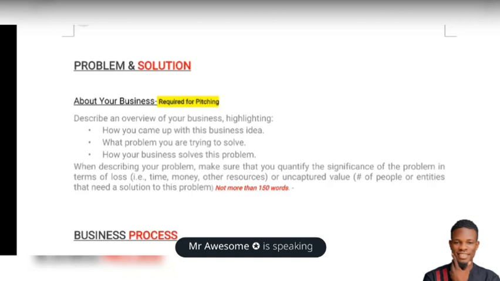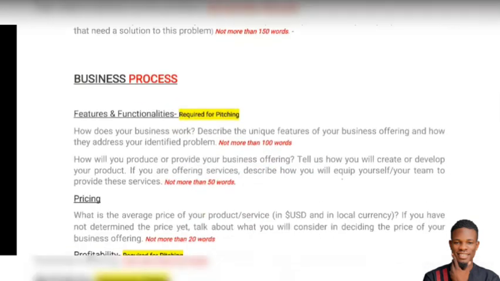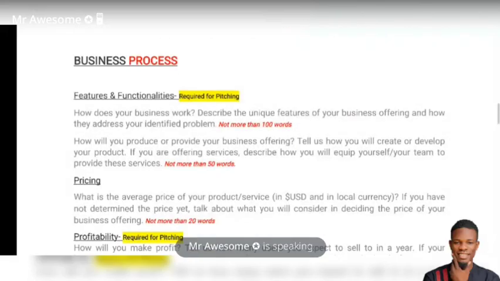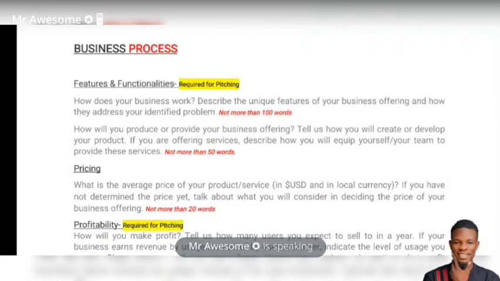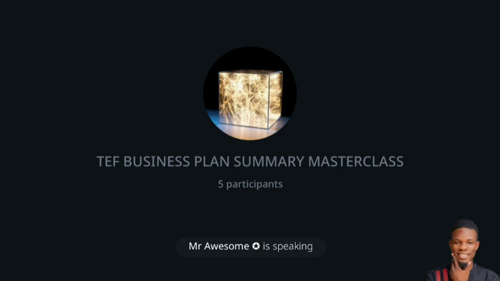Anyway, after this, I'm going to pull up a document we've worked on before, so you can relate to it. Just as I'm reading out, you can also see whatever is happening on that part. Okay. Now the business process, which is the second stage: business process, features and functionalities. Now they're asking you, how does your business work? Describe the unique features of your business offering, and how they address your identified problem. 100 words.